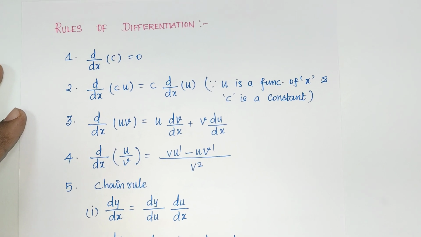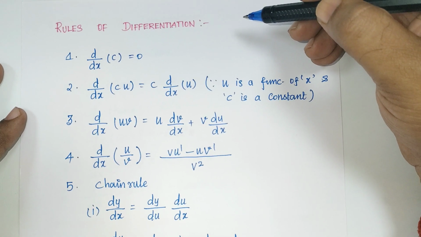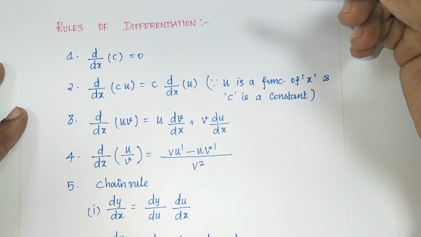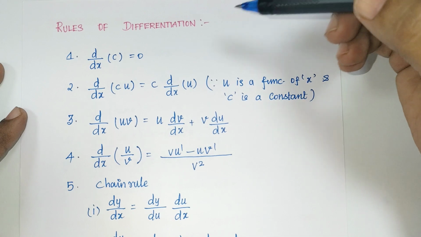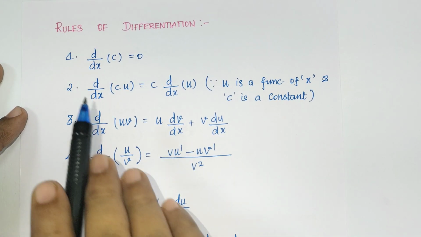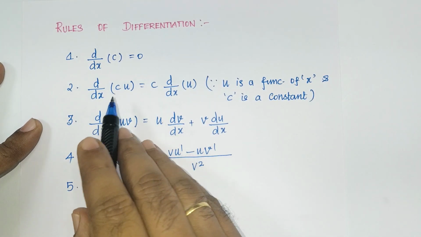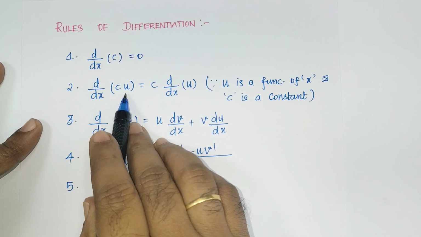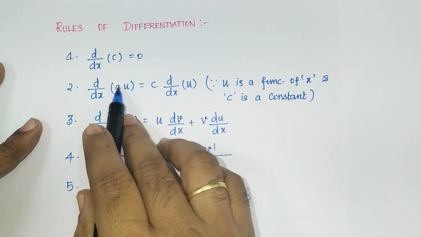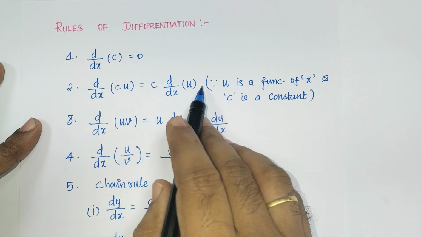Okay, now we'll do the basic differentiation problems. Before going to start the differentiation problems, you just know the basic formulas. So differentiation of constant with respect to x is 0, already you know that. Differentiation of constant with u, here u is a function of x, so we cannot put 0 here. The common constant c, so that I will write here c into d divided by dx of u.